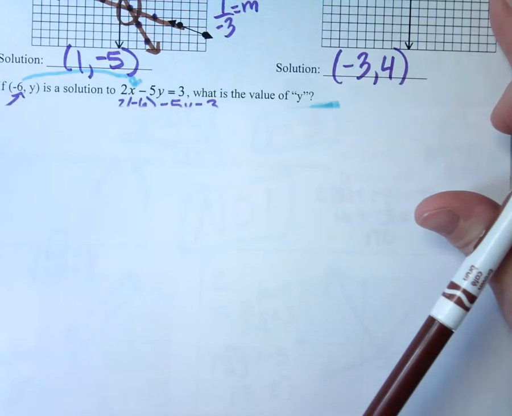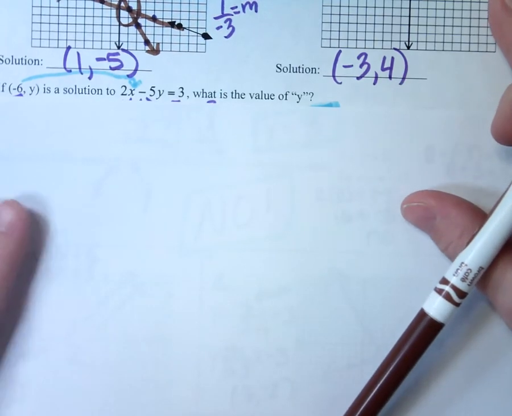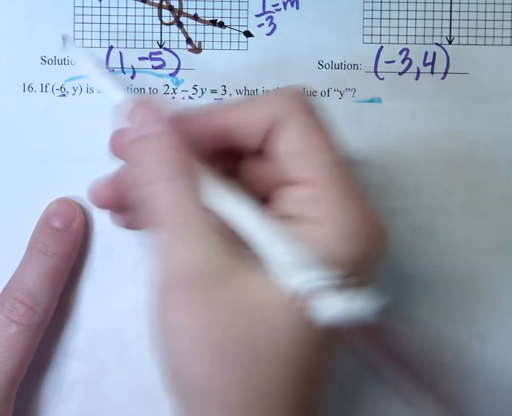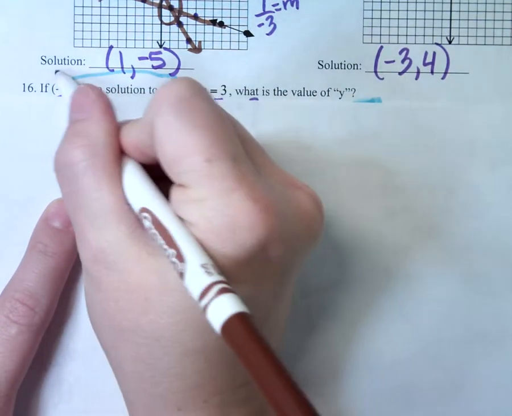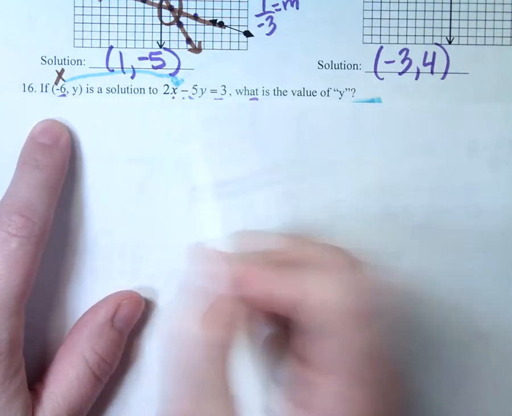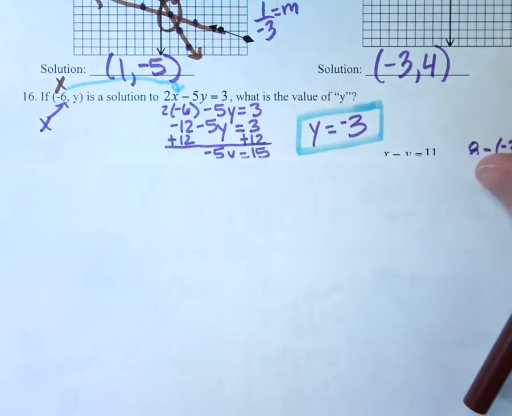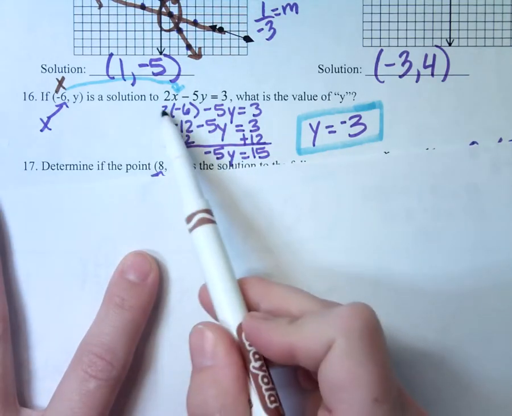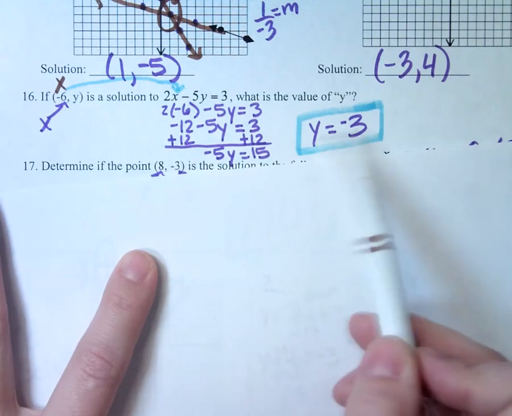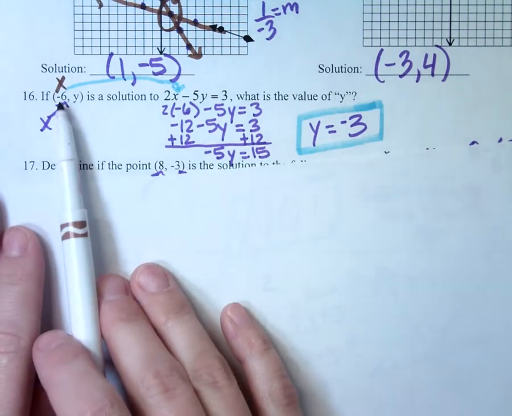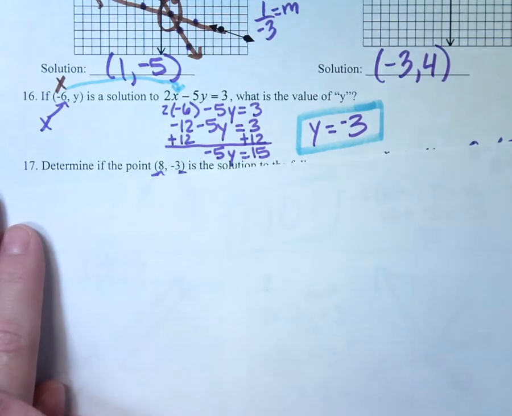Okay, two more. Number 16. It says if (-6, y) is a solution to this equation, what's the value of y? Okay, this -6 right here is an x-coordinate, and if that's an x-coordinate, I need to plug it into the x. So that's what I'm going to do. I just put my -6 into the x, and then I just work out the equation and I solve for y. Very simple. You just have to know that that's an x-coordinate, so it goes into x.